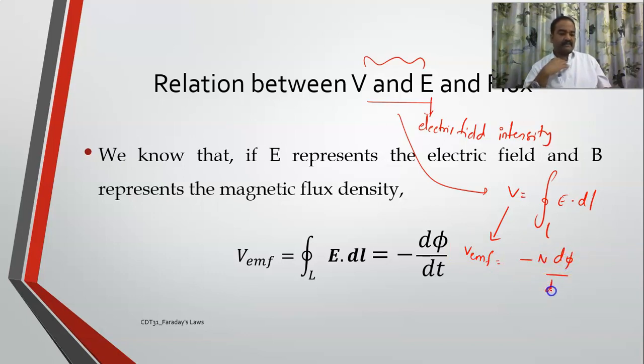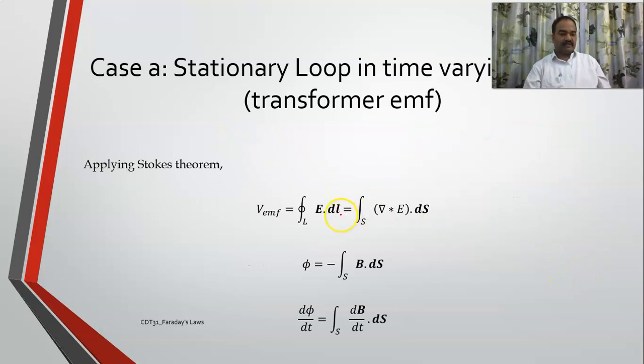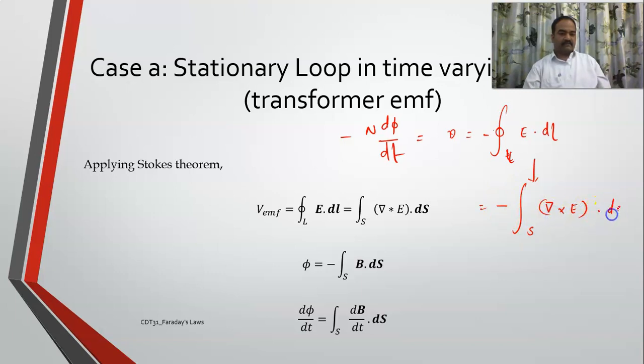Right? Now let us try to equate these two equations. This is related to the electric field and this is related to the magnetic field. If I relate these two equations, what I'll get is V is equal to minus closed integral of E dot dl. At the same time, it is equal to minus n d phi by dt. So here we can apply Stokes theorem. This closed integral can be converted into an open surface integral. This was the expression.